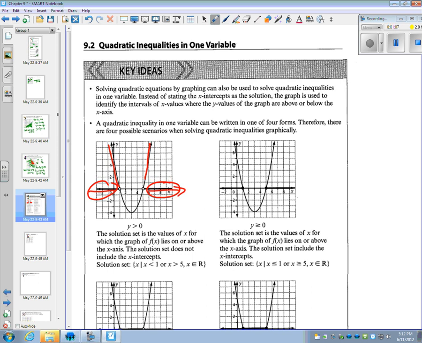Notice we have these big circles. We say we're not including that. There's no equals to. Okay? When we include that equals to, then we include those points as well. So it says, where is this function greater than or equal to 0? Well, everything here and everything there.